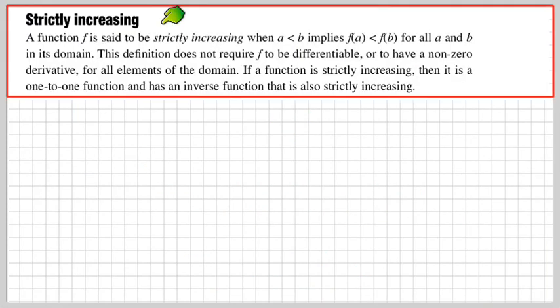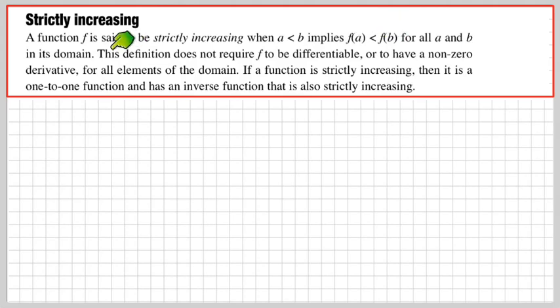Okay, here's the definition. We need the definition before we can do anything, okay? So a function is said to be strictly increasing when for a less than b, they are x values, this implies that the y value, f of a, is going to be less than the y value, f of b, for all a and b in its domain, or within that interval, okay? So that makes a bit of sense, doesn't it? If this is to the left of this on the x-axis, for example, then this value has to be less than that value if it's going up. Well, that makes sense, doesn't it?